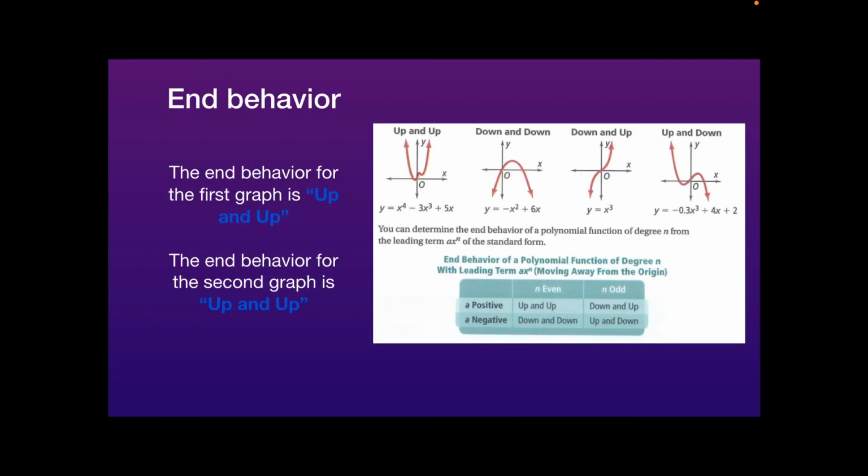The next thing we're going to take a look at is the end behavior. And the end behavior is how it starts and how it ends. Now we're going to see that I found this graph from the Algebra 2 textbook, and the end behavior for the first graph is up and up, and it is the same thing for the second graph since they have pretty much the same equation, which is up and up. We could see this from the chart on the right.